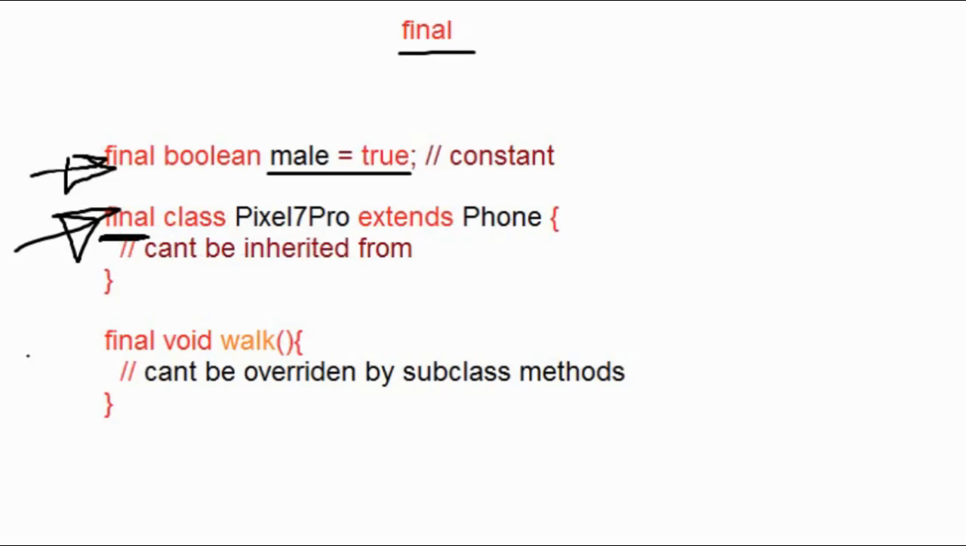Then the last case is when you use the final keyword with a method. When you use the final keyword with a method, then the method will not be overridden by subclass methods.